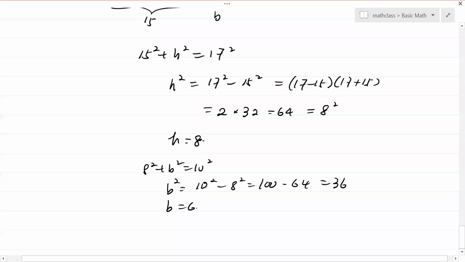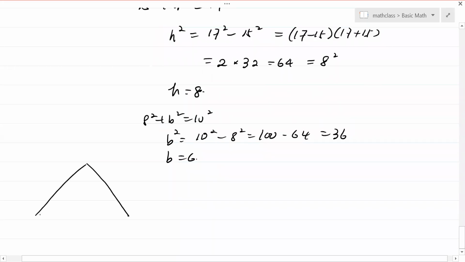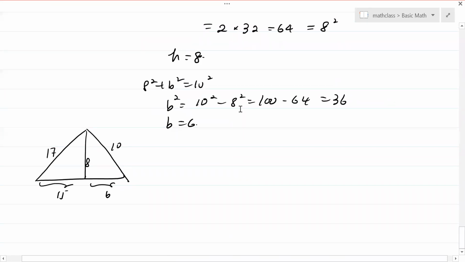Okay, so let's go back to the picture. So here is 8. That's going to be 17, 10, 15. That's a 6. So the area is going to be 1/2 times 15 plus 6 times 8. So that will be 21 divided by 2 times 8, and it's going to be 84. So 84 is going to be the area. This is a pretty good question.